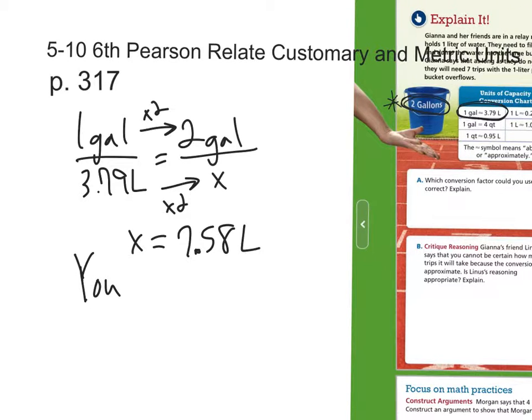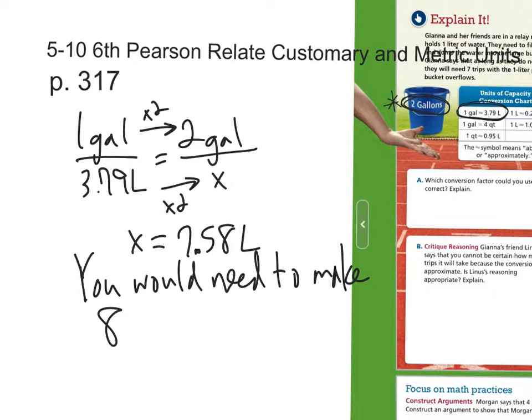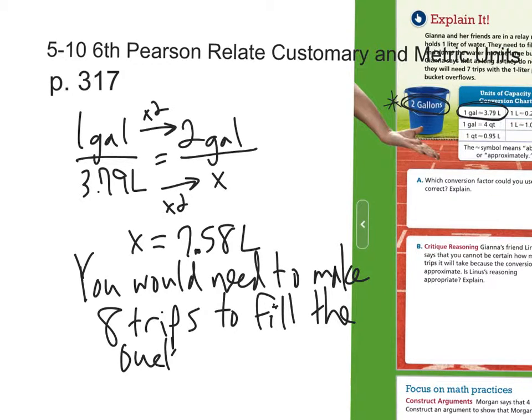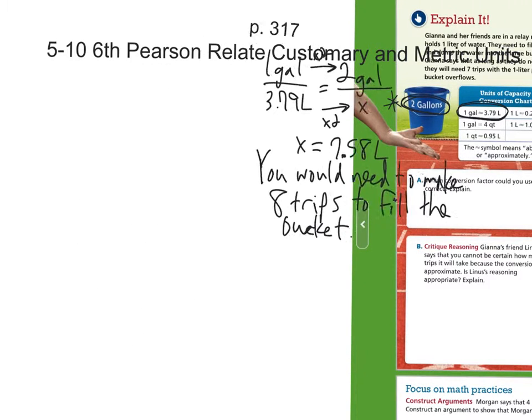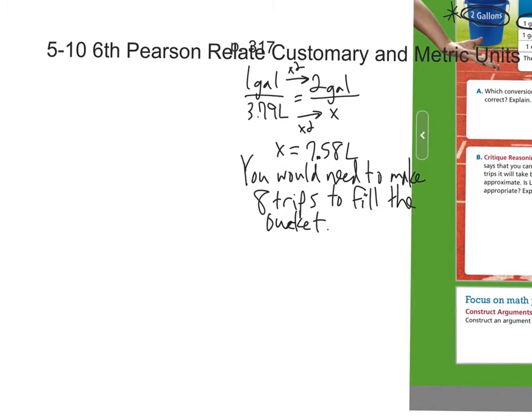You'd say something about how you would need to make 8 trips to fill the bucket. We wouldn't need much on the 8th trip, but it may even work better to not fill it right to the brim every time. Then maybe we can walk a little bit faster without spilling any of the water out. So that's one way of doing the problem.